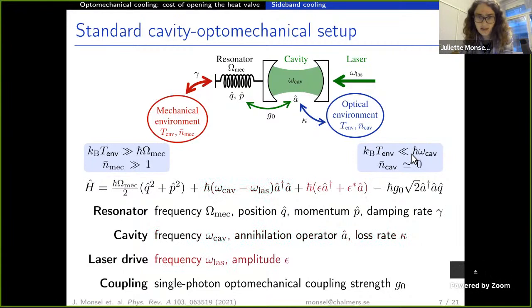And then this cavity is also driven by a laser, which is detuned from the cavity. Finally, we have the optomechanical coupling, the full coupling with g0, the single photon coupling strength. However, in this work, we don't need this full optomechanical coupling, and we will look at the linearized version that Mauro mentioned.